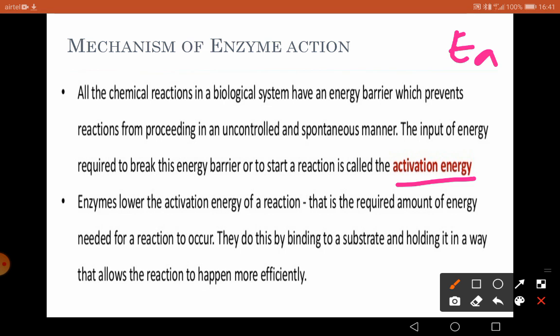Enzymes lower the activation energy of a reaction, that is the required amount of energy needed for a reaction to occur. They do this by binding to a substrate and holding it in a way that allows the reaction to happen more efficiently.